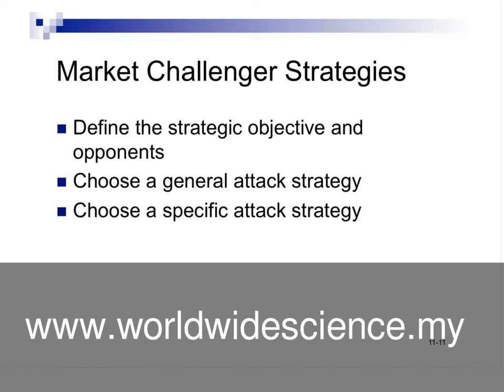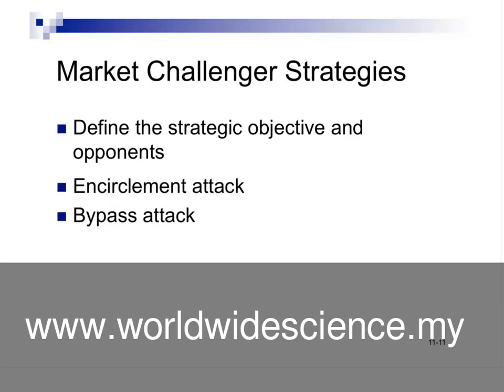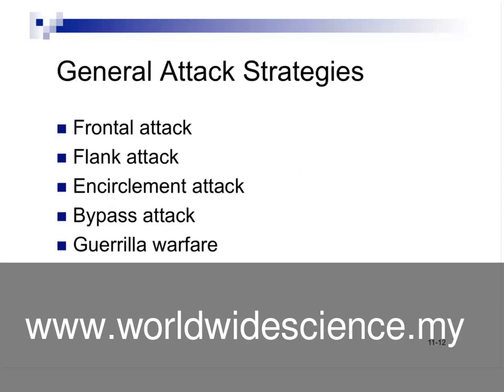The general attack strategies are frontal attack, flank attack, encirclement attack, bypass attack, and guerrilla warfare. These are some of the attacks that happen to the leaders. In a pure frontal attack, the attacker matches its opponent's product, advertisement, price, and distribution. So they go toe to toe.